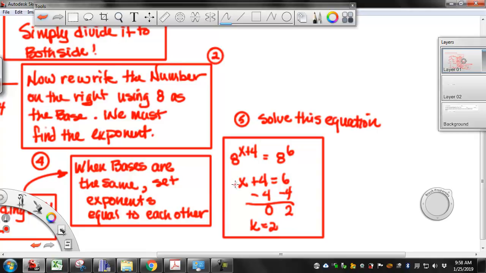Okay, so that's how you do these problems. They're not much different from the ones that we did before. All we have to do is take care of the y-intercept that's in the front.